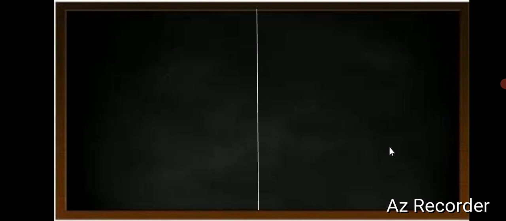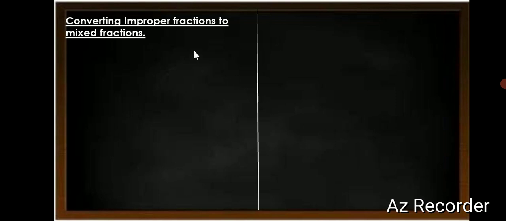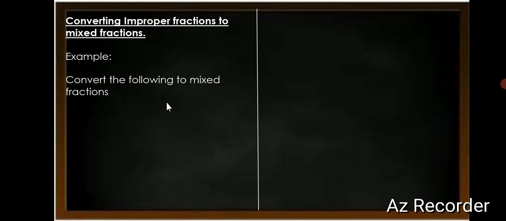Now a quick look at conversion of improper fractions to mixed fractions. Just like we said, it is improper for a small child to carry his father who is big. So in order to make it proper, we have to convert it to what is referred to as a mixed fraction. Now let's take a look at some examples. Convert the following to mixed fractions. We have 7 over 3.